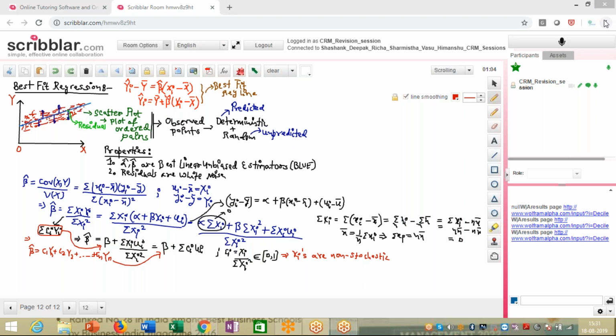So just to clarify, before moving on, how is it that this summation CiYi boils out to this? Now observe that I have beta hat equals summation XiYi by summation Xi square, right? Now this Xi by summation Xi square I have defined as Ci. So this becomes what? Summation CiYi, correct? Now if I put Yi equal to alpha plus beta Xi plus Ui, so what will I get?